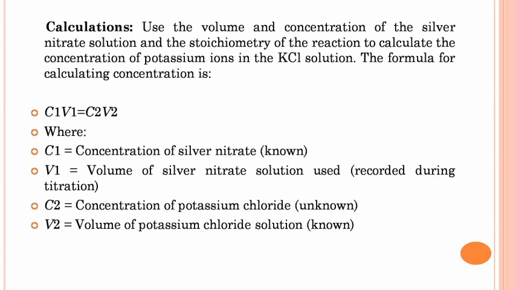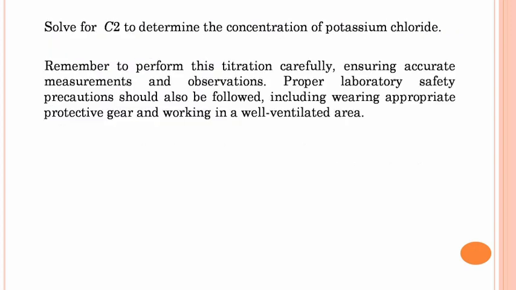The formula for calculating concentration is C1V1 equals C2V2, where C1 equals concentration of silver nitrate, known. V1 equals volume of silver nitrate solution used, recorded during titration. C2 equals concentration of potassium chloride, unknown. V2 equals volume of potassium chloride solution, known. Solve for C2 to determine the concentration of potassium chloride.